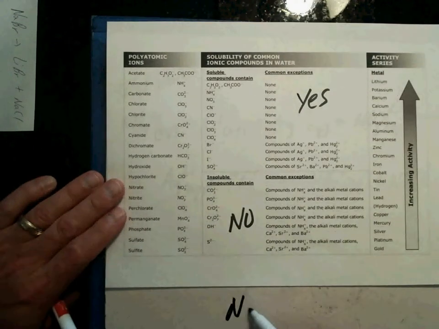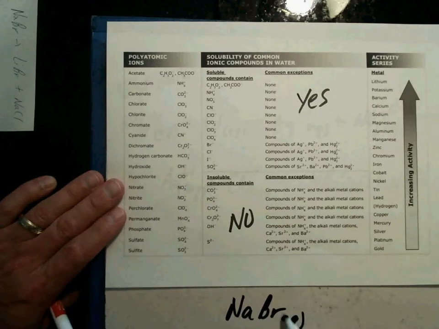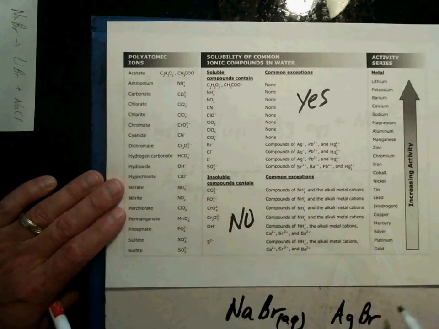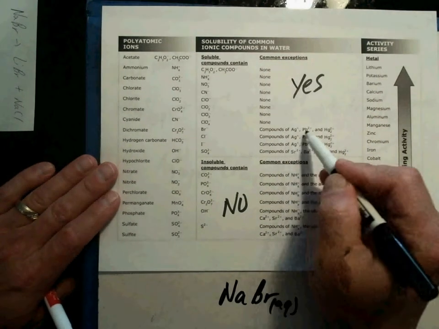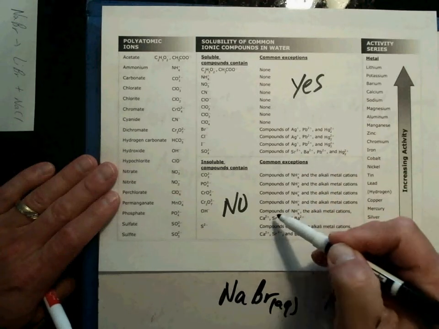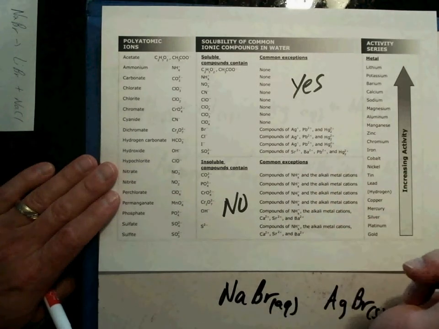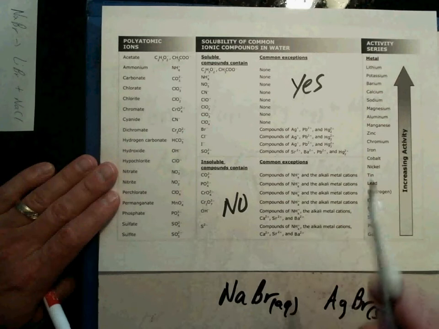So if you had sodium bromide, when you drop it in water, it's aqueous. Okay? If you had silver bromide, well, look at the rule. Silver bromide's an exception. It forms a solid, which means that's a precipitate. So if you make one of these, it's like it being in the no box. Okay, so I'll let that sink in for a second.